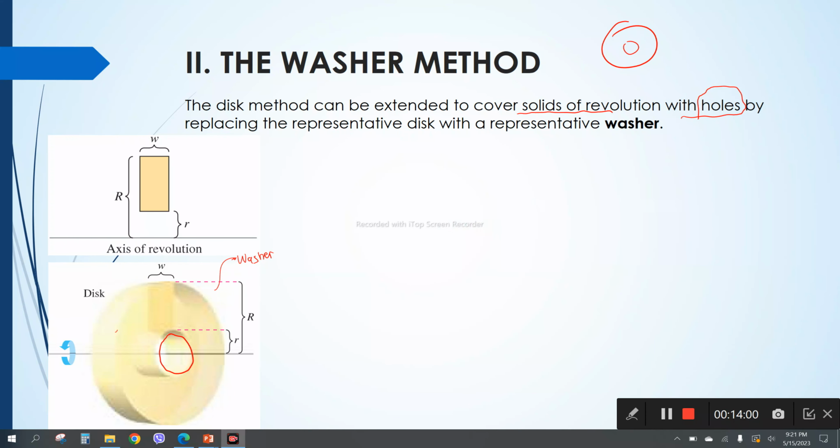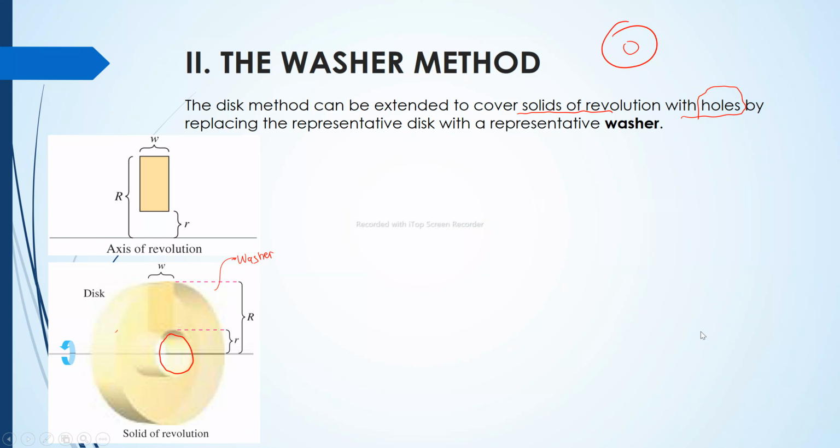So the concept with this one is that we have a disk. Let's say we have a larger disk rotated along this axis, and then you're just going to subtract the whole part, the smaller disk.